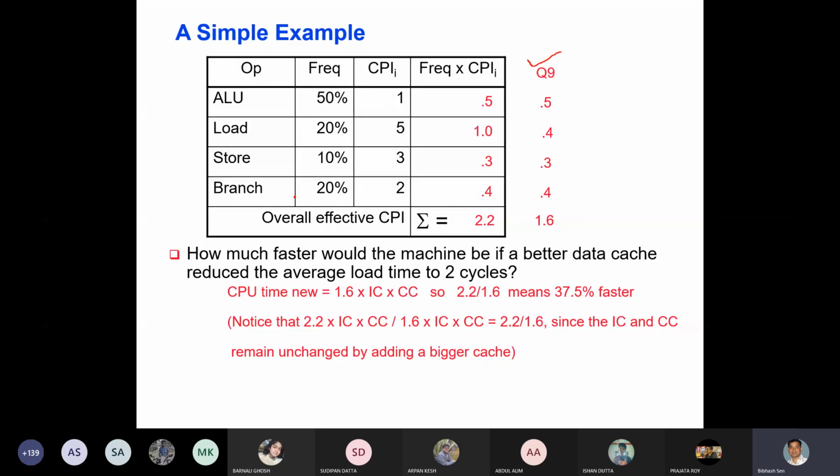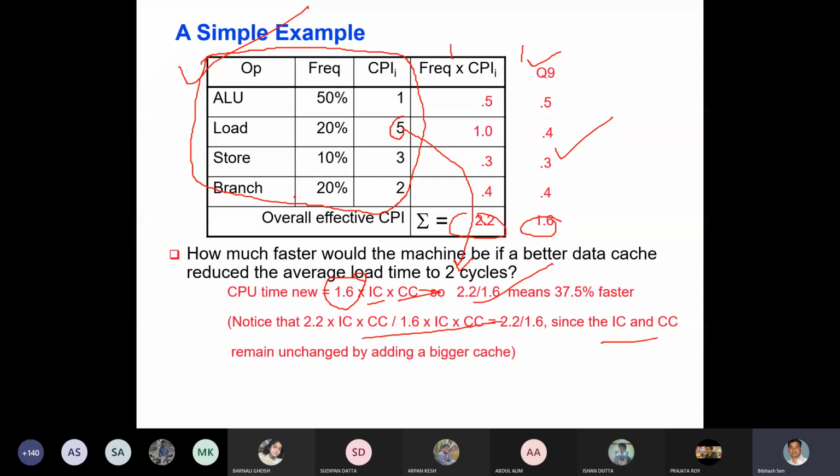So a question may come, suppose this is your question: if I change the load clock cycle from 5 to 2, how much faster will this computer perform? Can you tell me how to find this out? Just now I have shown. For the same program, the same number of instructions, IC and CC are the same. We are just differing in the CPI value. So when CPI differs, automatically you will find out which is faster, and this one is faster by 37.5%. So that's what I mentioned here. Notice that IC and CC are all the same.